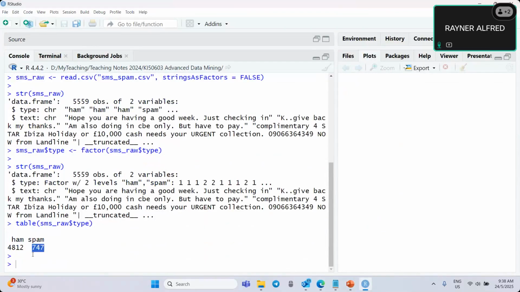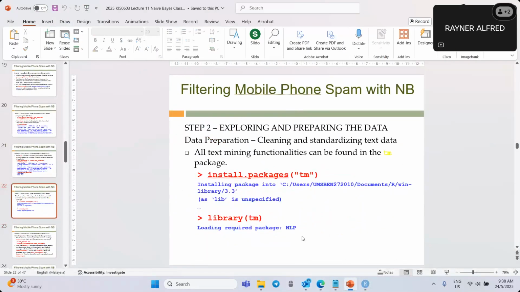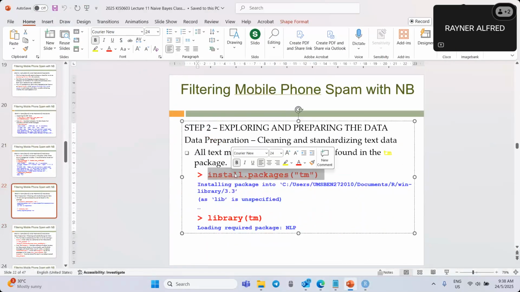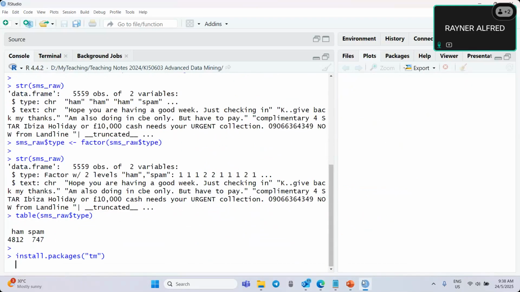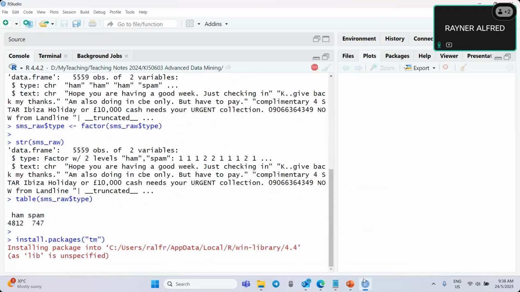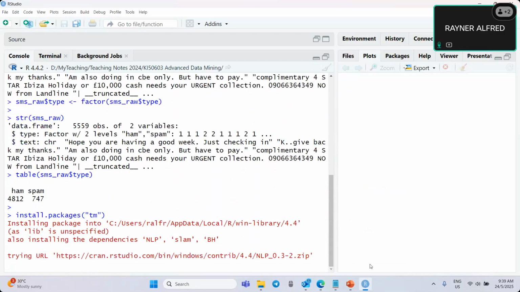This is like 20%. Next we will install the text mining tools, and then we load them into memory.